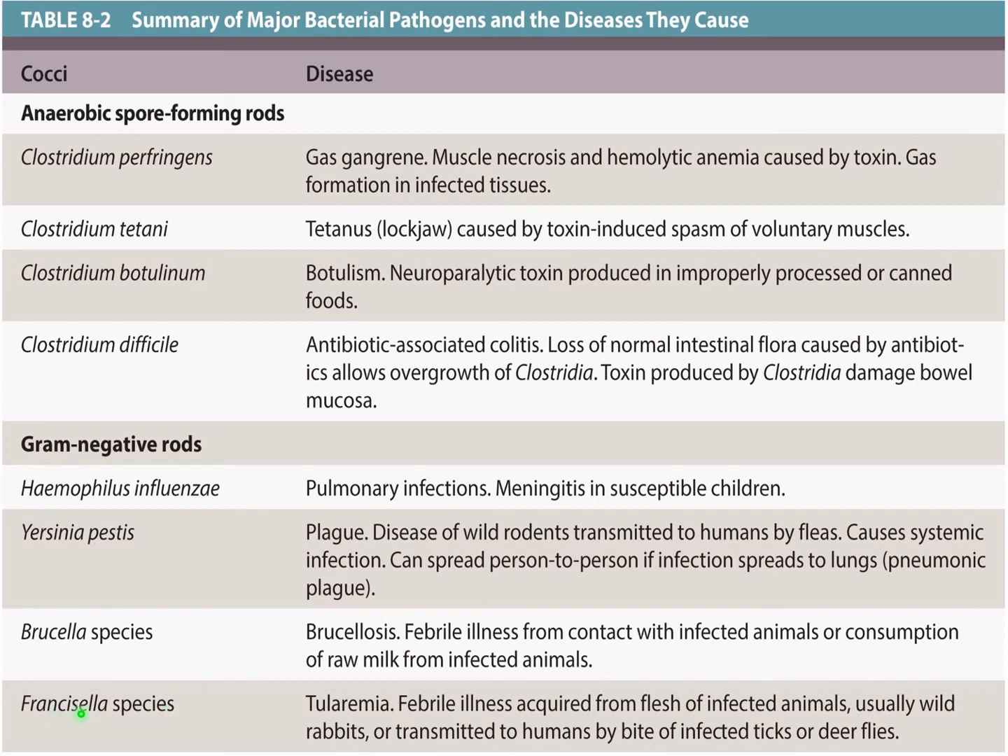And then Francisella tularensis causes a disease known as tularemia. This is a febrile illness and usually is again acquired from ingesting the flesh of infected animals, usually wild rabbits, or has been shown to be transmitted to humans by the bite of infected ticks or deer flies.